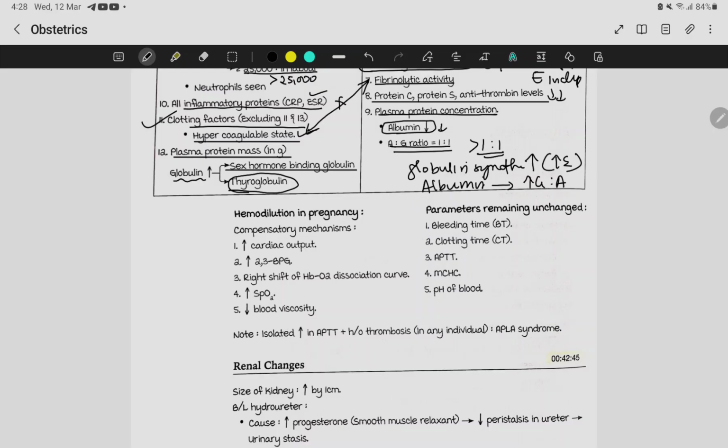Okay, coming to hemodilution, compensatory mechanisms occur, that is increased cardiac output, increase in 2,3-BPG, right shift of the hemoglobin oxygen dissociation curve, increase in SpO2 and decrease in blood viscosity. Whereas parameters that remain unchanged are BT, CT, APTT, MCHC and pH.